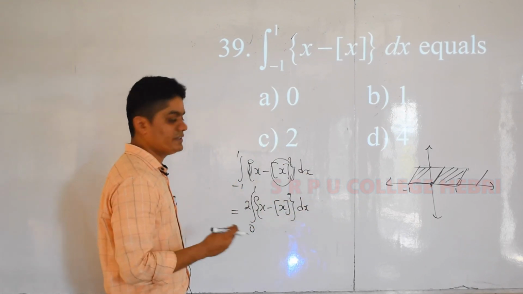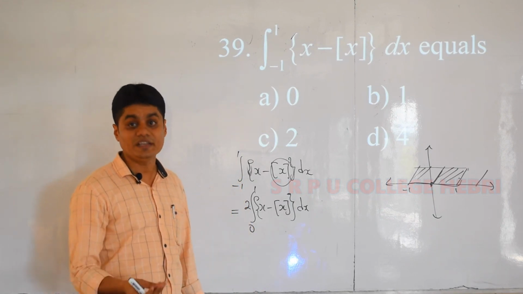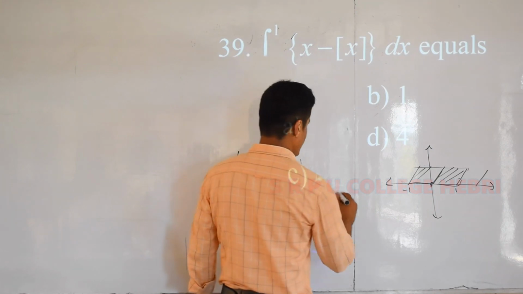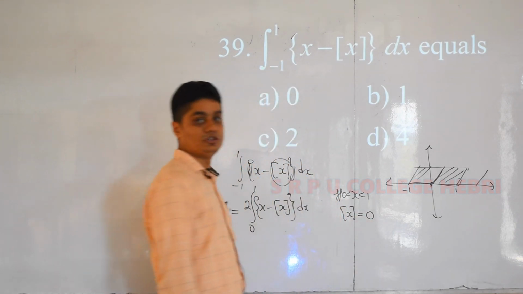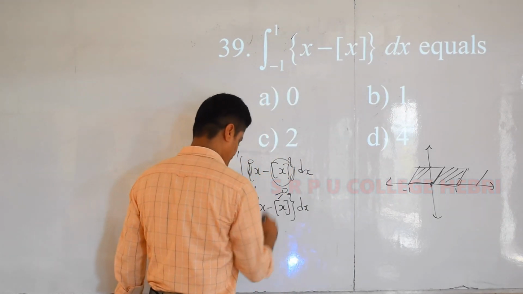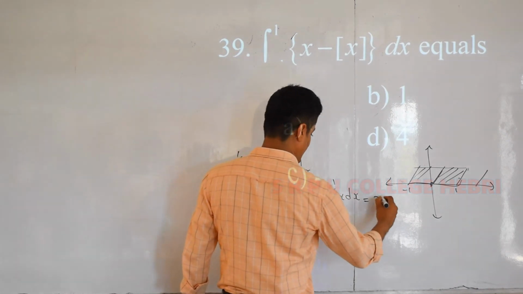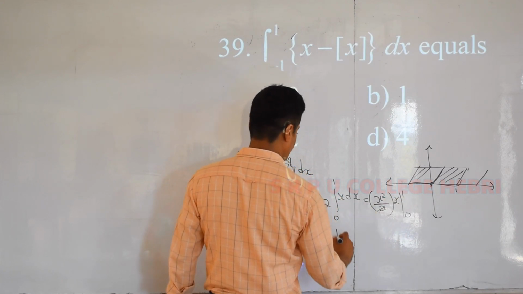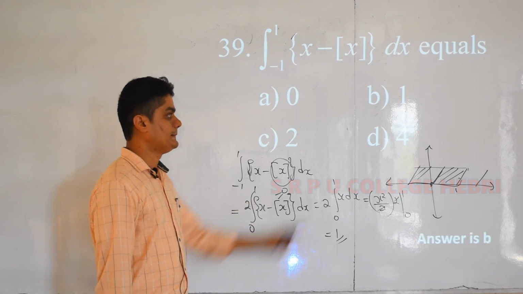Now what do you mean by between 0 and 1? It means the values of x are between 0 and 1. The input will be between 0 and 1. Whenever the input is between 0 and 1, what is the value of the greatest integer of x? It is always equal to 0. So this value will be 0. So 2 times the integral from 0 to 1 of x dx, that is x square by 2, from 0 to 1. The 2 and 2 cancel. The answer is 1 square minus 0, the answer is 1. So the option is B.